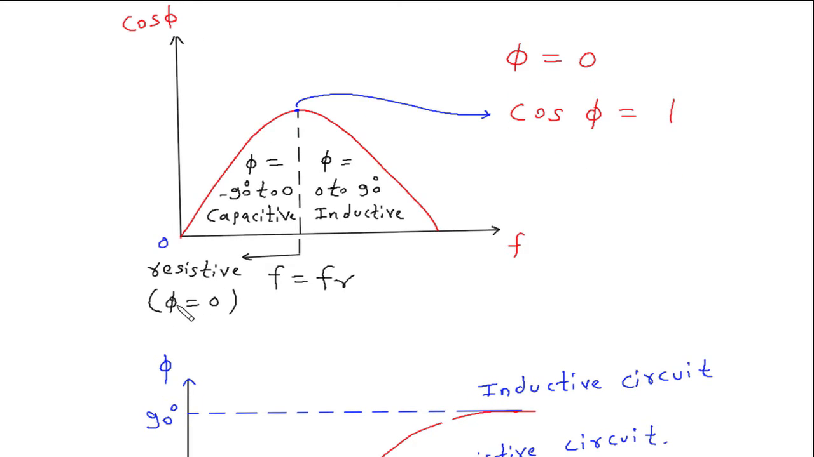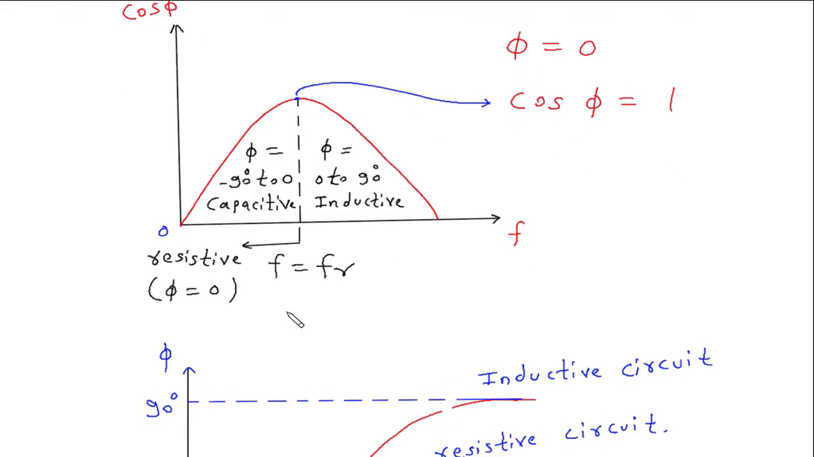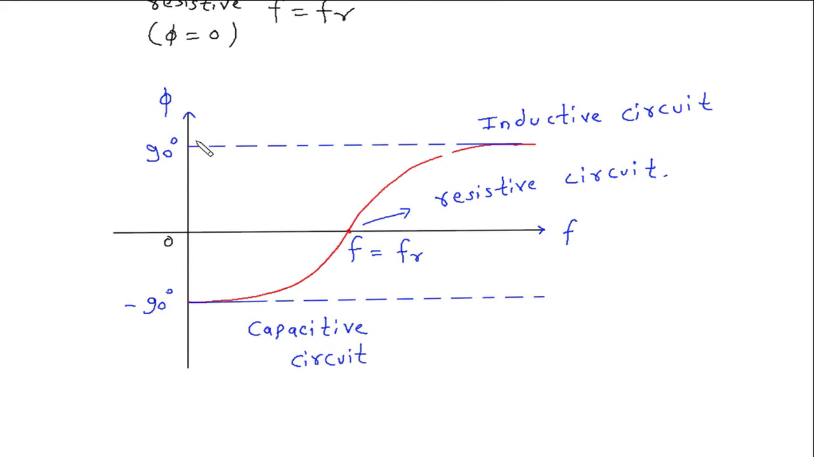And for resistive, phi is equal to 0. Now the relation between phase angle phi and frequency. The graph will be like this. So here from 0 to 90 degrees, the circuit will behave like an inductive circuit. And at this point, frequency is equal to resonant frequency, it will be a resistive circuit. And for 0 to minus 90 degrees, the circuit will behave like a capacitive circuit.